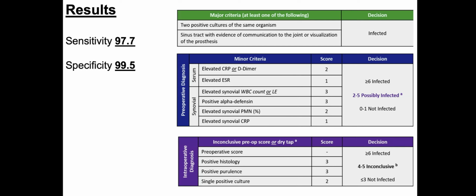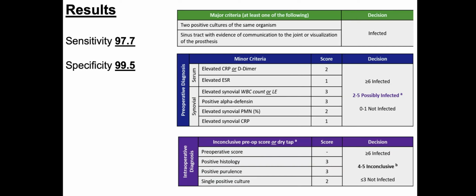A point to take note of, which was new for this criteria, was this group highlighted in the blue or purple there. If the score added up to about 2 to 5, or possibly infected, these were later required to have an intraoperative diagnosis using some of the following criteria. So they looked for positive histology, positive purulence, or a single positive culture. And again, I'll point you to the bold there that noted a 4 to 5 score to be inconclusive. And at this point, the study directed providers to look into next-gen sequencing or further DNA/RNA testing.